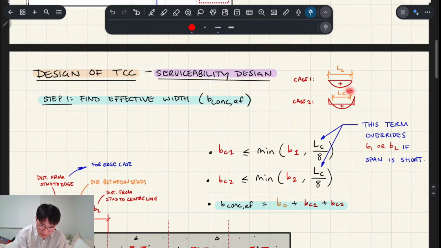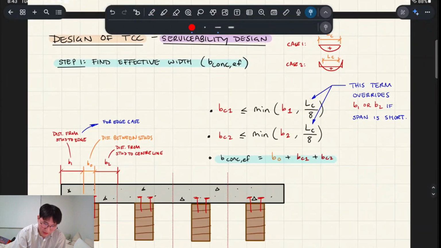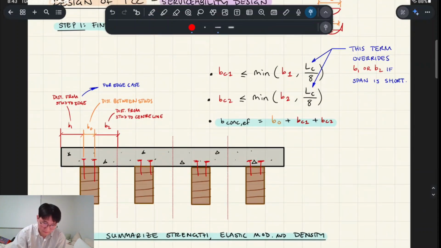It's worth noting that LC here is talking about the length between the points of zero bending moment in the bending moment diagram. If you have pins on both sides, it looks like that, but if you have a point of inflection, it's that. The second term is going to override B1 and B2 if you have too short a span between inflection points in your bending moment diagram.